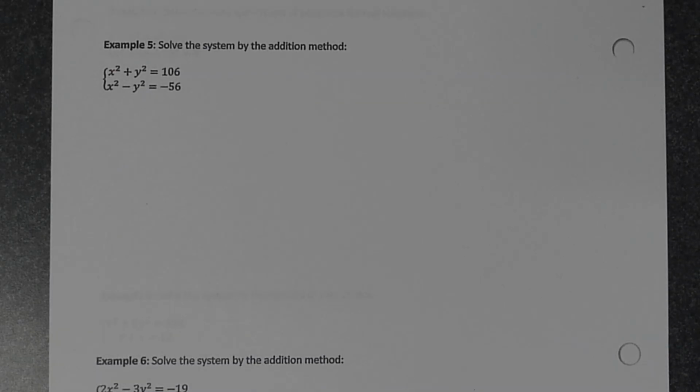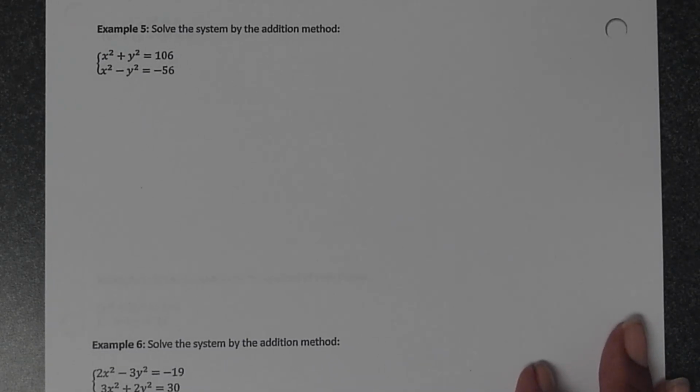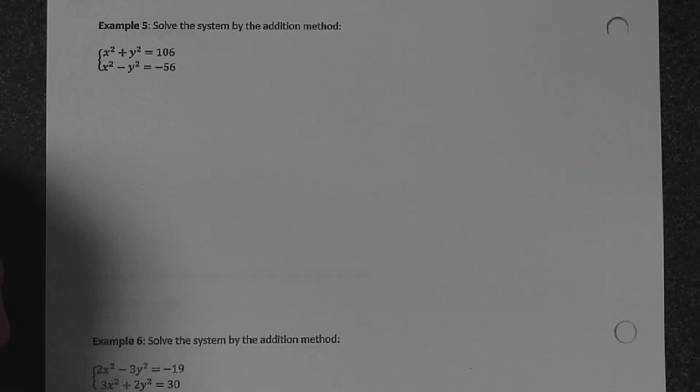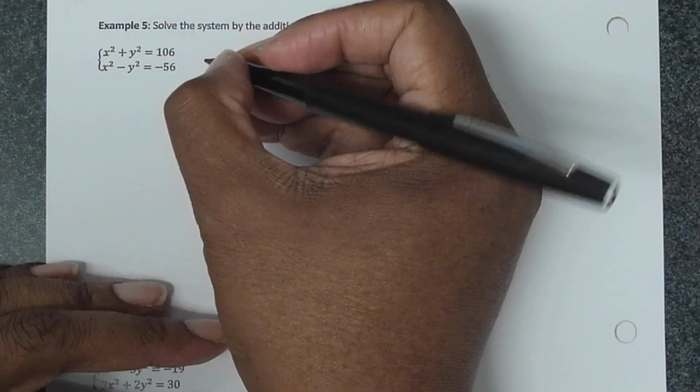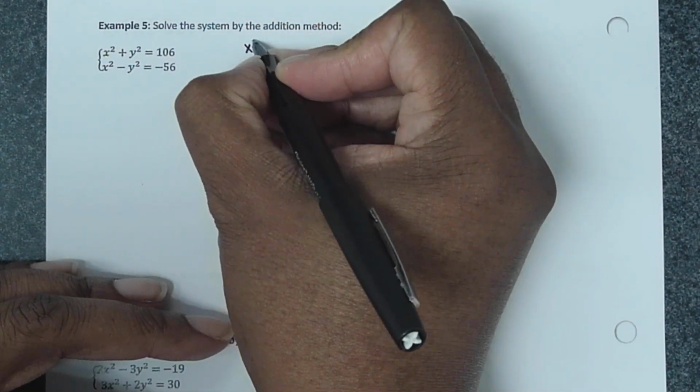All right, so on the next page, we have an example just like that. Let's say I want to solve the system by the addition method. Here we got x squared plus y squared is equal to 106, and x squared minus y squared is equal to negative 56. And here I want to solve that system of equations. And I'll even go ahead and rewrite these two equations here.